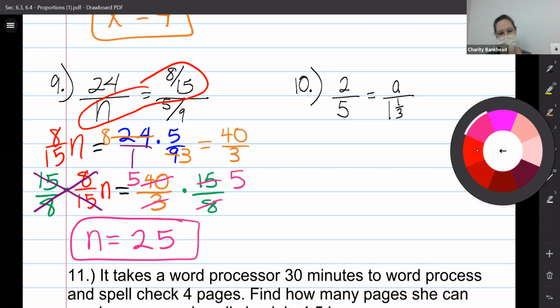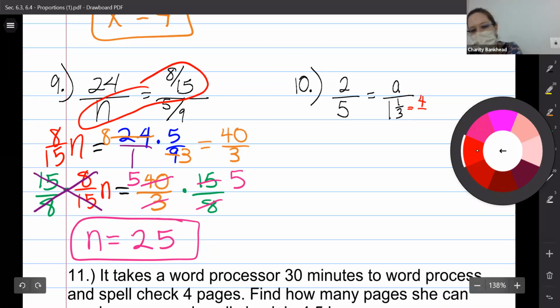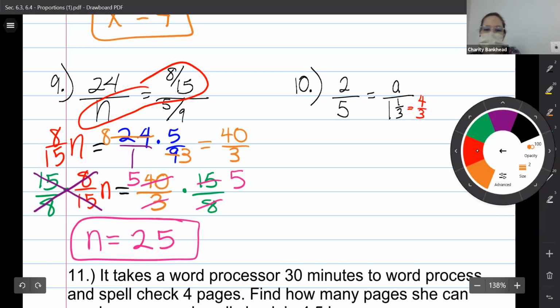On number 10, the first thing I'm going to do is change the mixed number to an improper fraction. So 3 times 1 is 3, plus 1 is 4. So 1 1/3 is the same thing as 4/3. And then I'll go ahead and do my cross multiplying. So 5 times a is 5a.